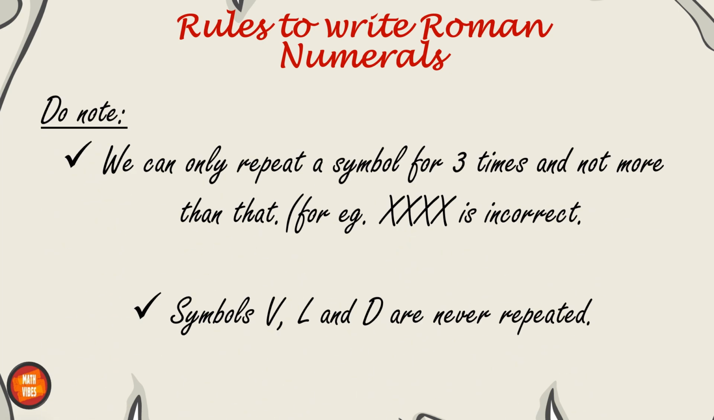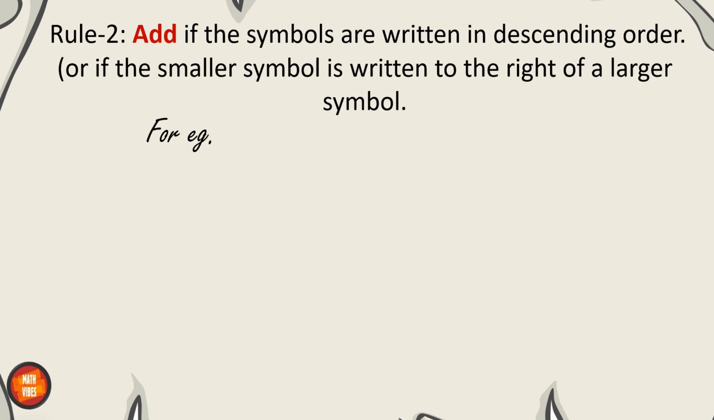Next is add. If the symbols are written in descending order, meaning big to small. Now you know there are 7 symbols: I, V, X, L, C, D and M. All these symbols, if they are written in descending order, that is from big to small, then you will add them.